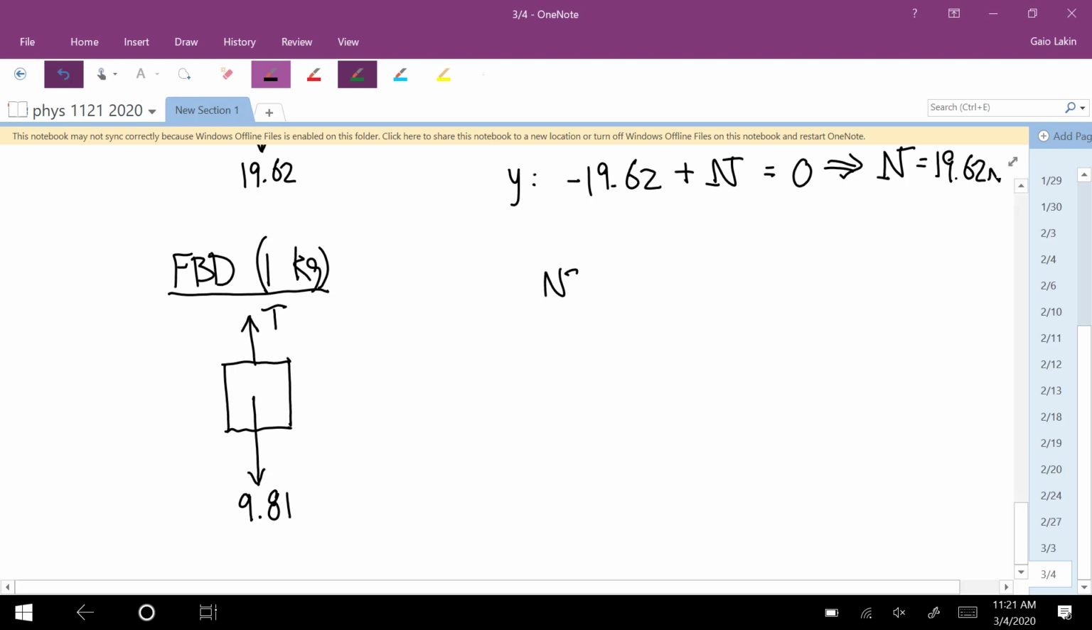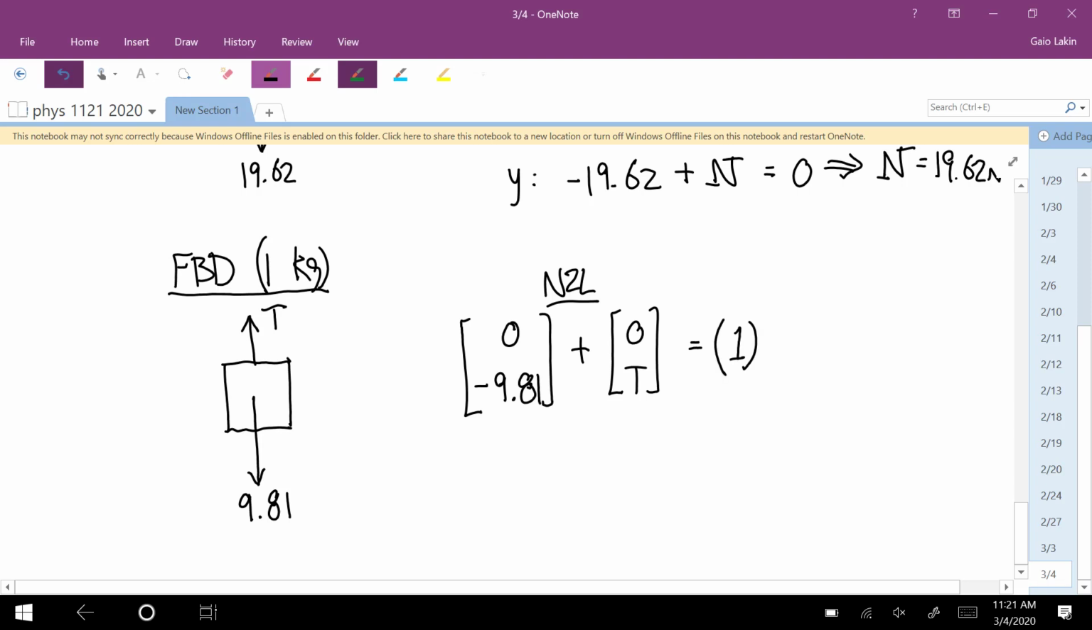And now Newton's second law. We can write this as 0, negative 9.81 plus 0T is equal to the mass times the acceleration. So now we have to think about the acceleration. There's two ways to do this. One is you can treat this as having its own acceleration and then later come up with a new equation that relates the two accelerations to each other. Or if you recognize it right away, that those relationships are fixed to each other in some way.